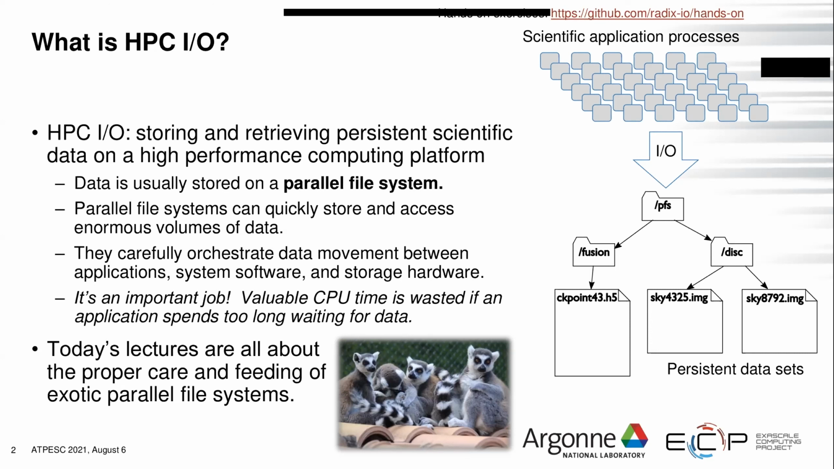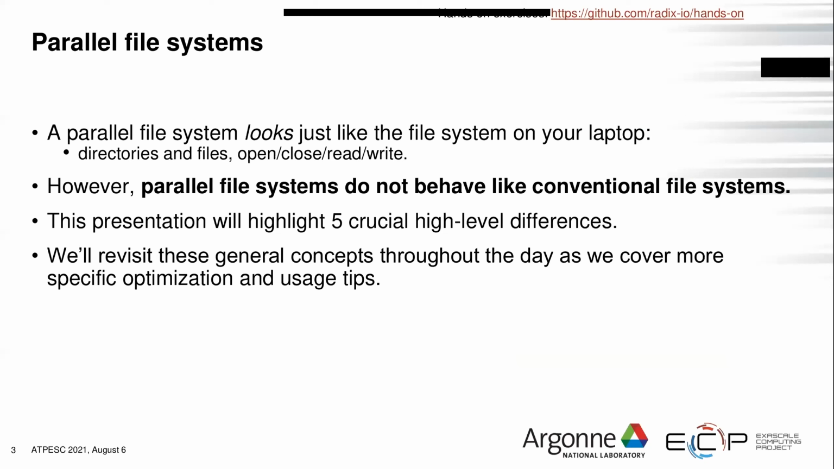The majority of the material today is really about how to take good care of these parallel file systems and get the most out of them. So why are parallel file systems interesting? First of all, they'll look just like any other file system you may have on your laptop or any other computer. You have directories and files you can open and close and read and write. So all of that's fine. Shouldn't be too unusual. But they don't behave like a conventional file system, and we'll get into why. I'm going to highlight 5 crucial things to keep in mind about why a big parallel file system might be different from another file system. And we can revisit these concepts through the day to explain the reasoning behind some of our optimization and usage tips.